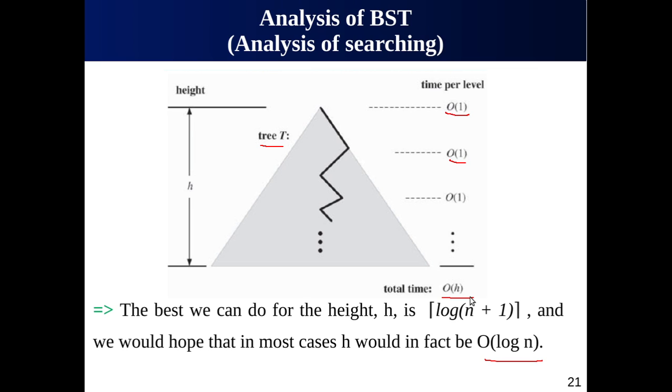The height of the tree can be as large as n, which is the total number of nodes, but we expect that it is much smaller. In the best case, the height h is log of n plus 1. And we would hope that in most cases, h would in fact be big O(log n). There is a proof for this equation, but we will not go into the details of the proof.